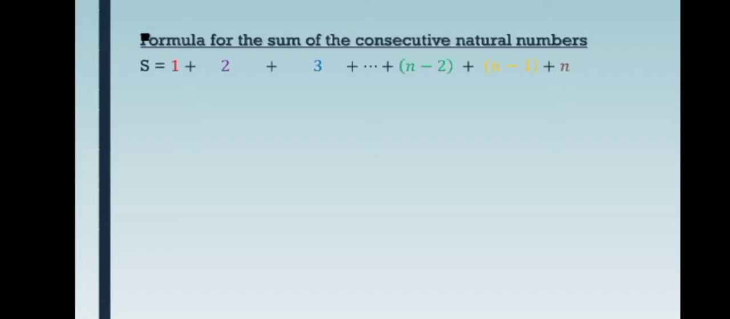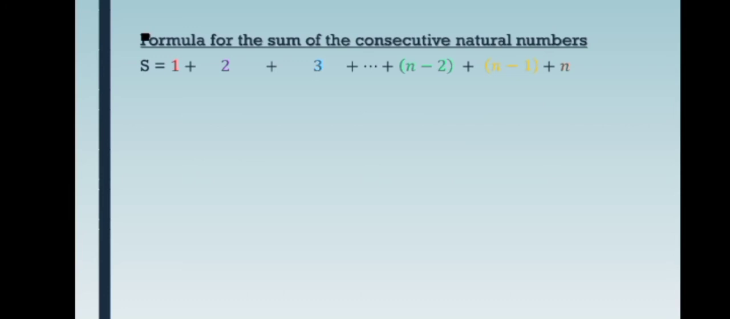So, the formula for the sum of the consecutive natural numbers, na-discuss na to sa atin ni Rec nung number theory, pero ipapaalala ko na lang ulit. So, to solve the sum of the consecutive natural numbers, of course, yung 1 plus mag-start siya sa 1, 2, 3 until n term, 'di ba?